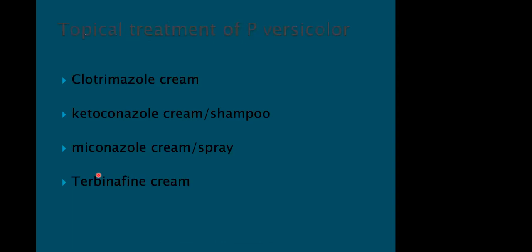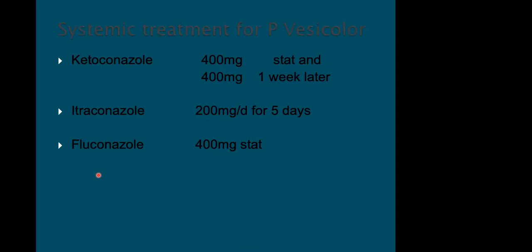In terms of treatment, again, we can use miconazole cream or spray, clotrimazole, ketoconazole, and terbinafine. Those are the topical options. But with pityriasis versicolor, because of its tendency to recur, we usually combine topical and systemic antifungals. So that's where the ketoconazole comes in. Ketoconazole 400 milligrams stat and 400 milligrams after 7 days, and then you can maintain with the ketoconazole shampoo and the miconazole cream. That usually works very, very well.